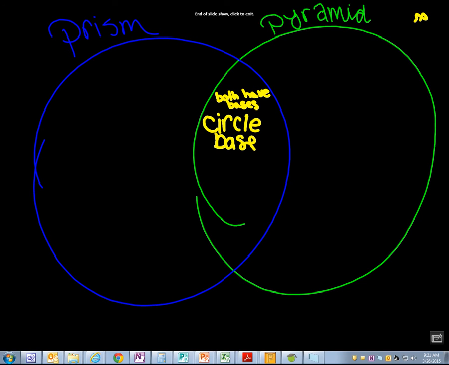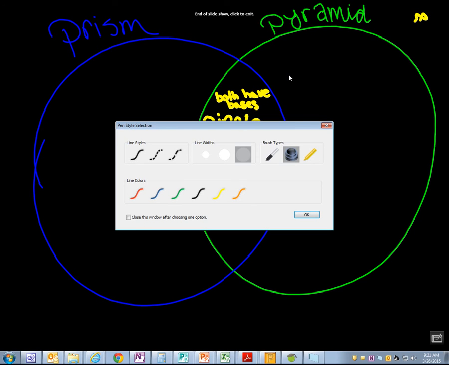Go to the color wheel thing. Then hit the brush type, which is a marker. Yep. Now you got it.